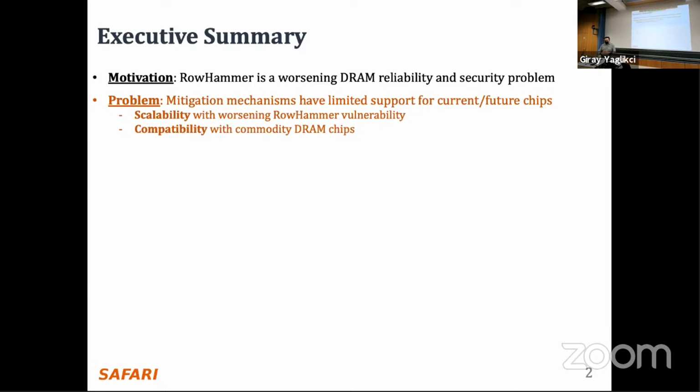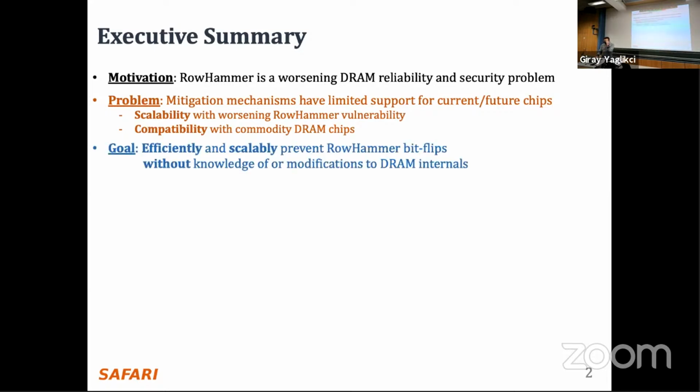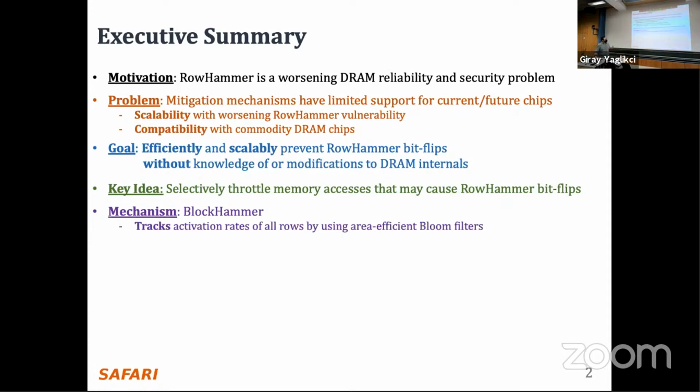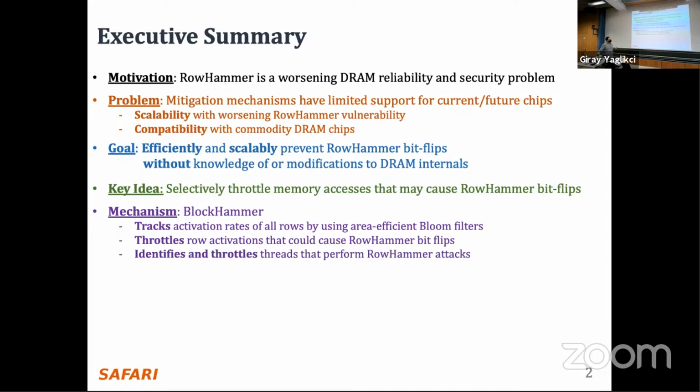And the second limitation of the mitigation mechanisms is compatibility with commodity DRAM chips. Our goal here is to efficiently and scalably prevent RowHammer bit flips without knowledge of or modifications to DRAM internals. Our key idea is to selectively throttle memory accesses that may cause RowHammer bit flips. And our key mechanism here is called BlockHammer. BlockHammer tracks activation rates of all rows by using area-efficient Bloom filters, throttles row activations that could cause RowHammer bit flips, and identifies and throttles the threads that perform RowHammer attacks.